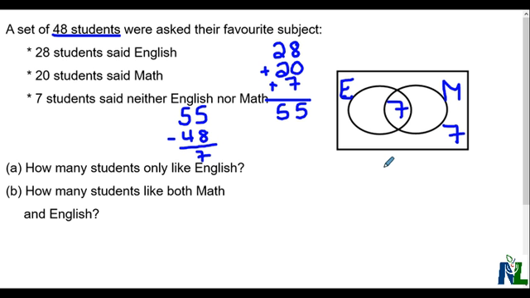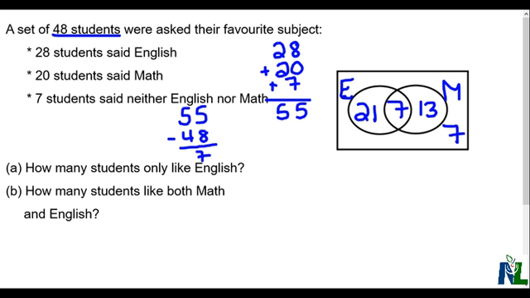Now, if I take the 28 students who like English and subtract off that 7, I will get 21. If I take the 20 students who like math and subtract off the 7, I'll get 13 for right here. So again, if I add up all those numbers, the 7, the 13, and the 21, and the other 7, then we should get a total of 48.